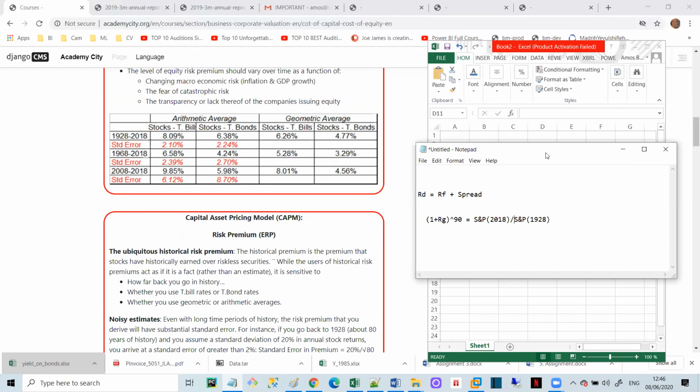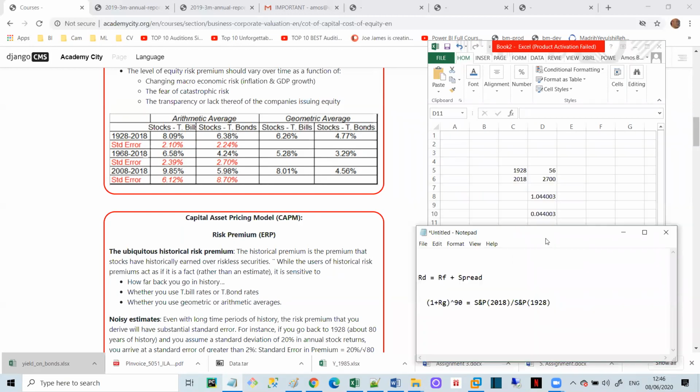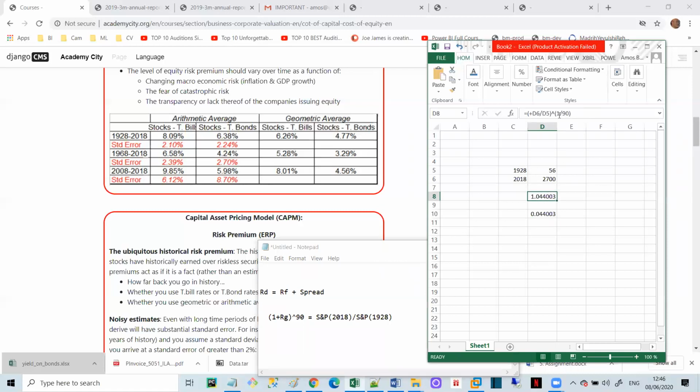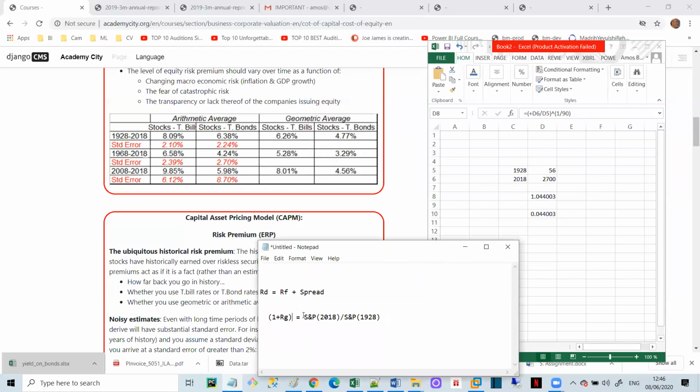So what I did here in Excel, I just demonstrated, I take the number in 2018 divided by the number in 1928. That's exactly what I have on the right side. I just moved the 90 to the right side. That's why I did power 1/90. That means I'm taking this 90 and moving it to the other side. Okay? So is geometric yearly return the same thing as saying geometric average? Correct. That's what it means, geometric average.